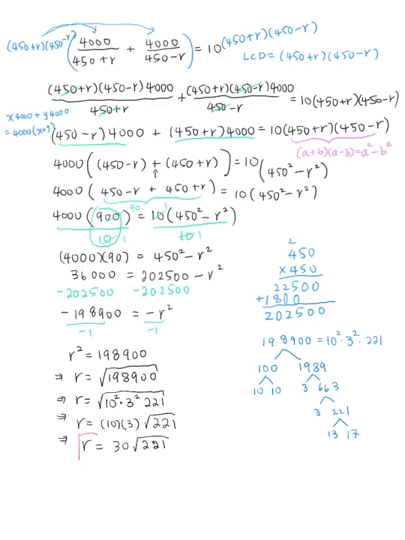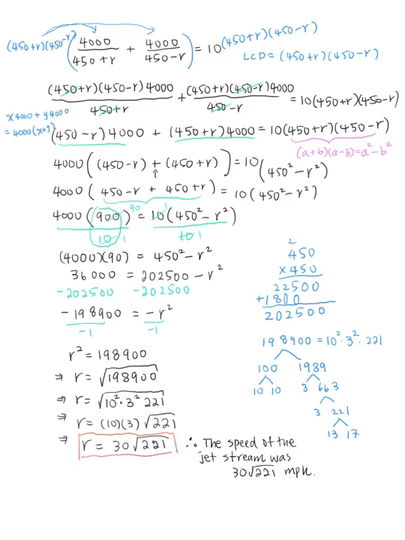Yikes. But you see what we just did? We can do this. We can do everything by hand. Well, pretty much everything. But anyway, since this was a word problem, let's answer our question in a sentence. So therefore, what did r stand for? r was the speed of the jet stream, wasn't it? So I'm going to say the speed of the jet stream was 30 times the square root of 221 miles per hour.